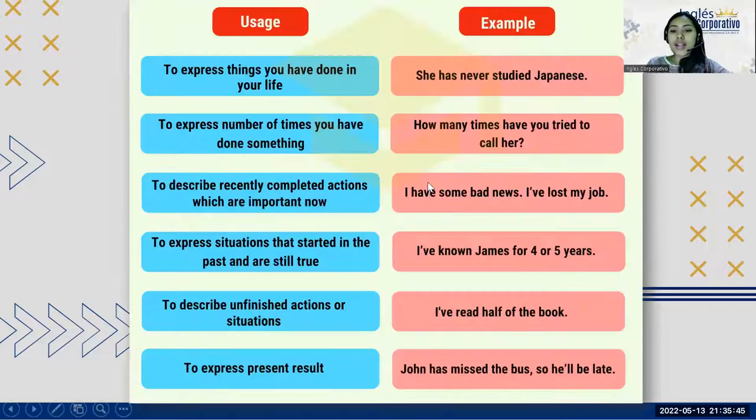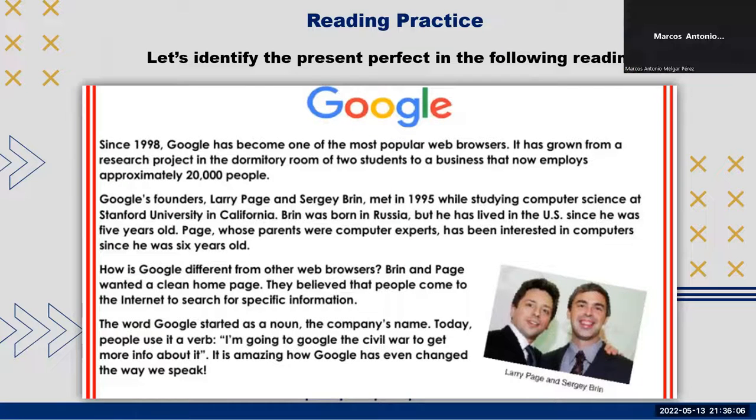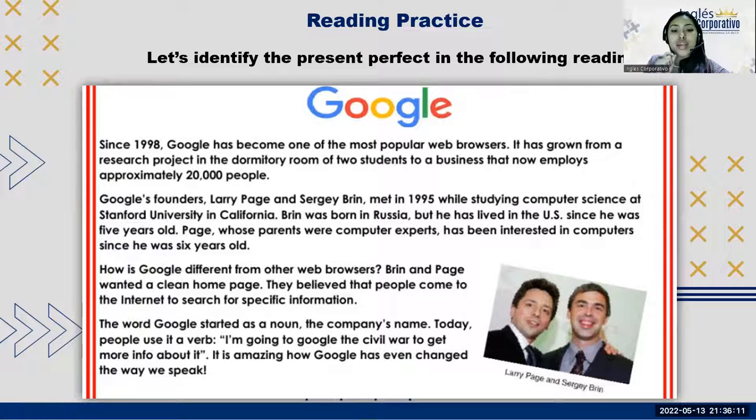Okay. So guys, let's continue then, and let's go to this reading. We have a reading practice here, okay? Let's have this reading and let's identify the present perfect in this reading. Vamos a identificar el presente perfecto en el reading, guys. Read it and make a list of the verbs that are in present perfect. Léanlo, guys, y háganme una lista de los verbos que están en presente perfecto, okay? Let's read it first. Vamos a leerlo.